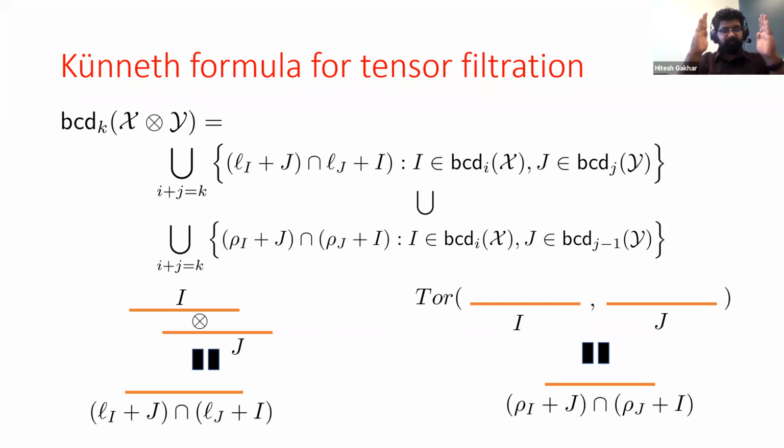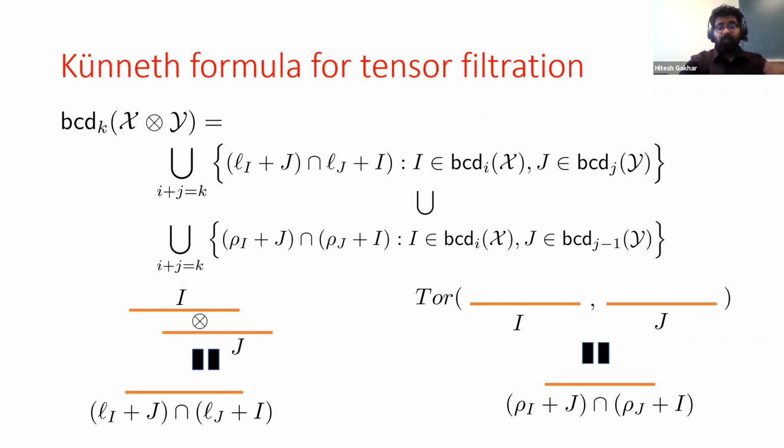The tensor of two bars I and J is the following. You shift the bar J by the left endpoint of I, you shift I by the left endpoint of J, and then you take their intersection. The resulting bar is the tensor of I and J. And the Tor of I and J is very similar, except you are shifting J by the right endpoint of I, shifting I by the right endpoint of J, and then taking the intersections. Again, as I said, there's nothing mysterious here. The tensor and Tor of these bars, graphically represented here, are just homological algebra in the background.